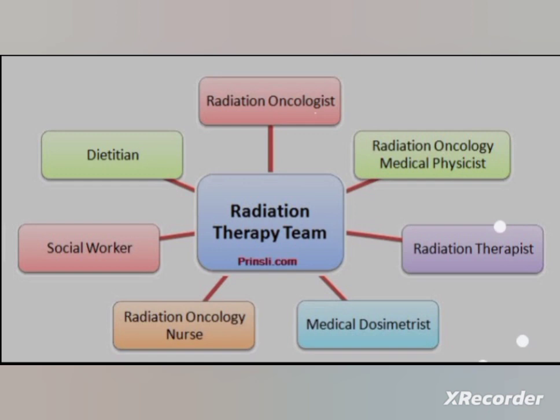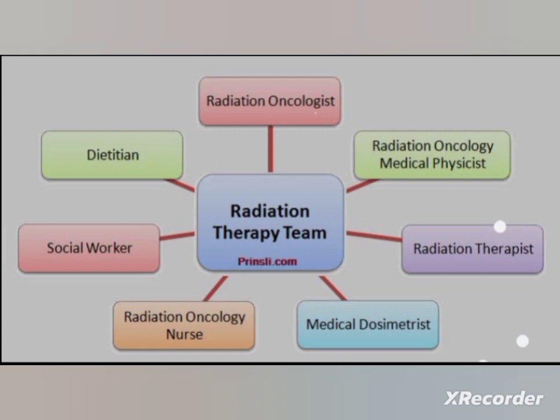Then we make a treatment plan, considering the amount of radiation and which type of radiation therapy has to be used, and then we fractionate the dose, and in between we make a simulation. That is done with the help of a CT scan, and here we make a mold that helps to stabilize the patient.